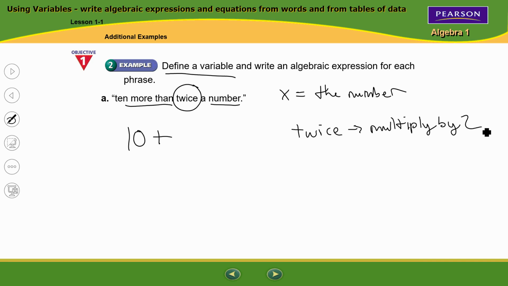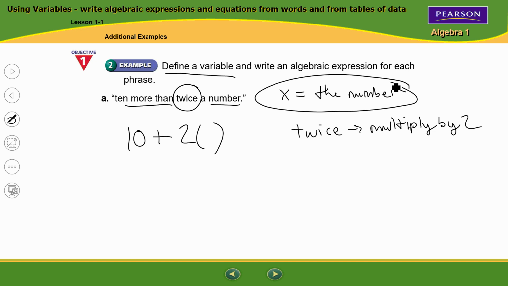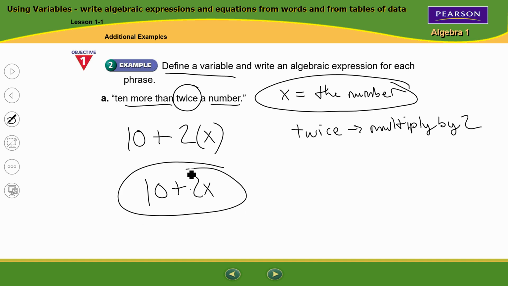You have to forgive my penmanship here as I'm adjusting to my new technology. 10 more than, 10 plus, twice a number. So 2 times something. We're going to indicate multiplication with parentheses here. Twice a number. Well, what's that number? We said that number is X. So that goes here. You don't need the parentheses. You can also write it like this, which is actually my preference. 2 things next to each other, the 2 and the X, indicates multiplication on its own, so this would be the best acceptable answer. Sweet.